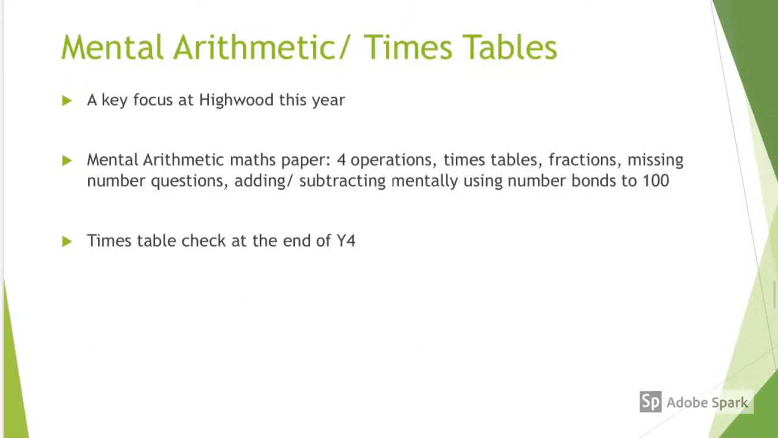Just like last year, mental arithmetic and times tables are still a really key focus for Highwood this year. At the end of Key Stage 2, all our children will sit a mental arithmetic SATs paper, which will explore the 4 operations, times tables, fractions, number bonds, adding and subtracting mentally. So we really spend a good chunk of time each day looking at those skills to help children become fluent in them.